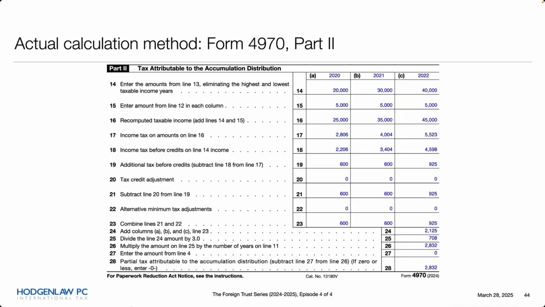We go down to line 23, which is the subtotal for the 3 years, which adds up on line 24 to $2,125. We divide by 3 because we want to get an average, 708, is the average additional income tax that would have been paid over those 3 years. We multiply by the number of years in this throwback period for the trust, which is 4, and we end up with $2,832 of additional tax that would have been paid if the trustee distributed currently instead of accumulating to distribute later.